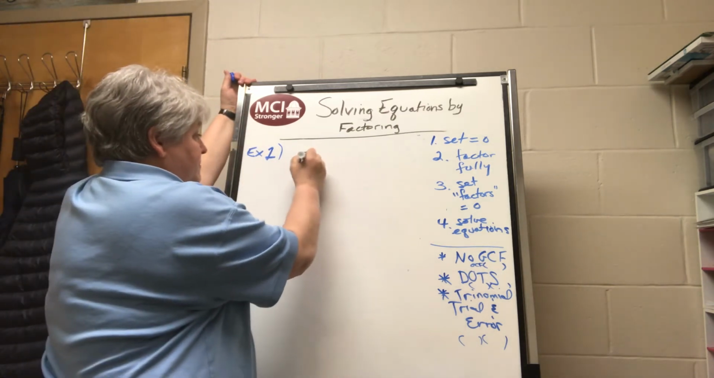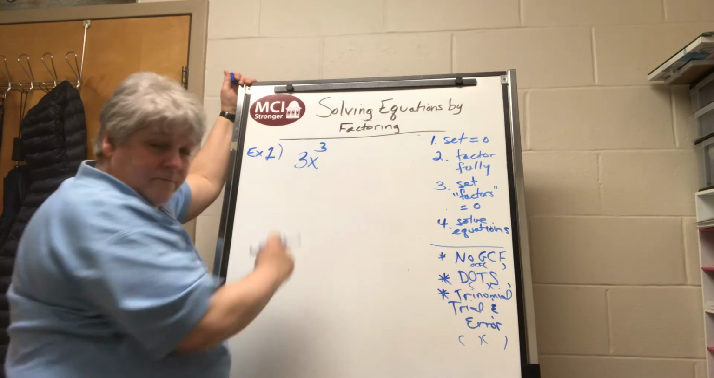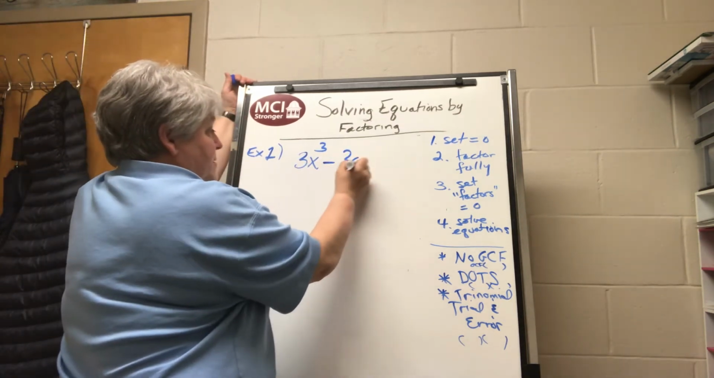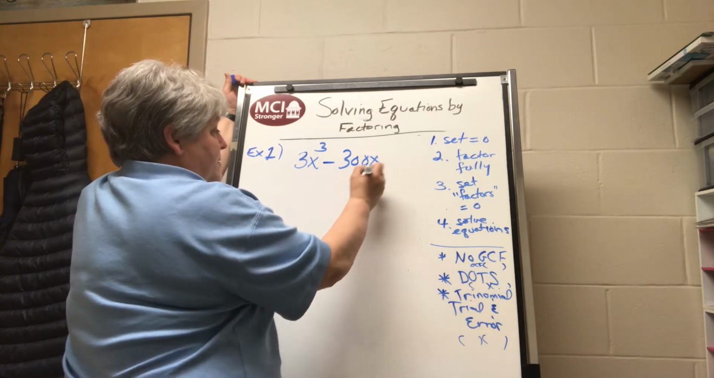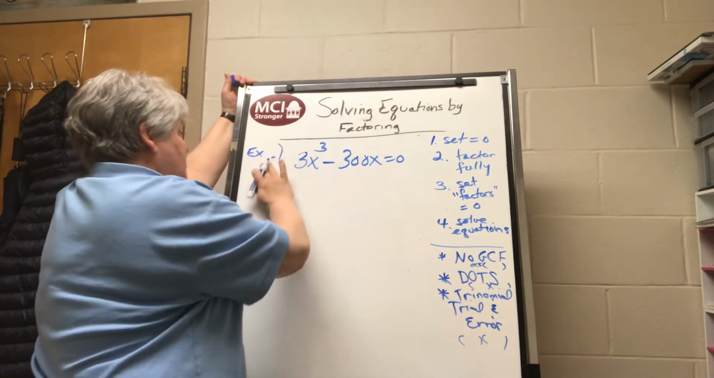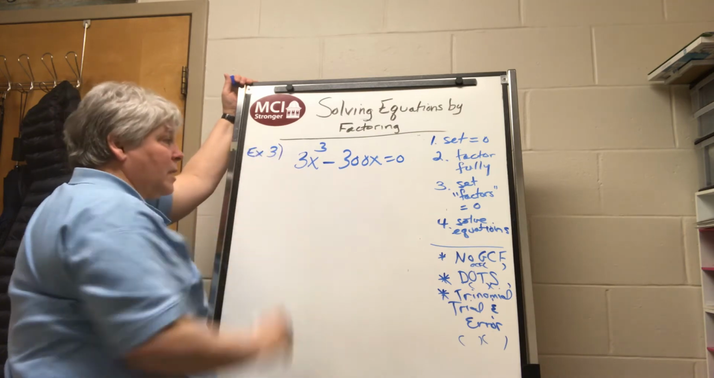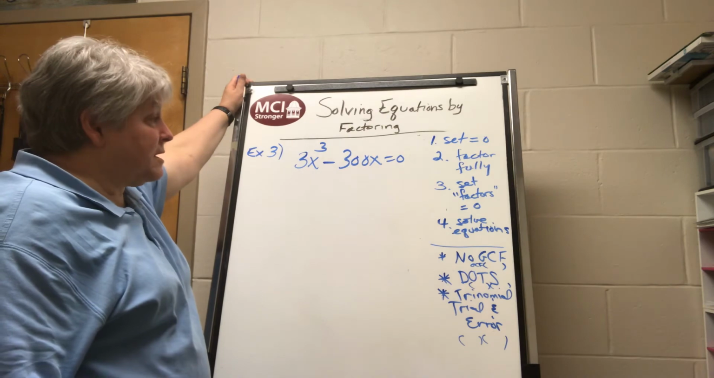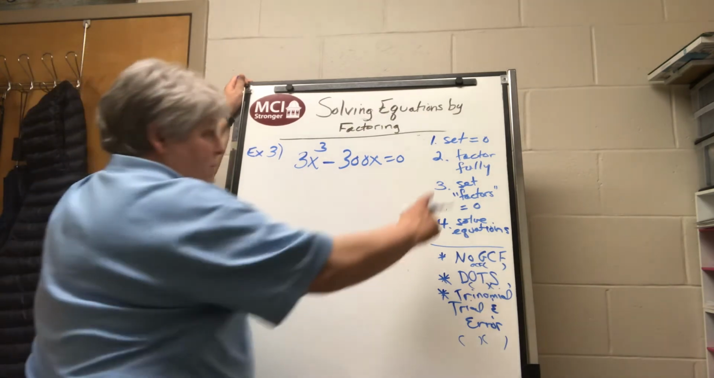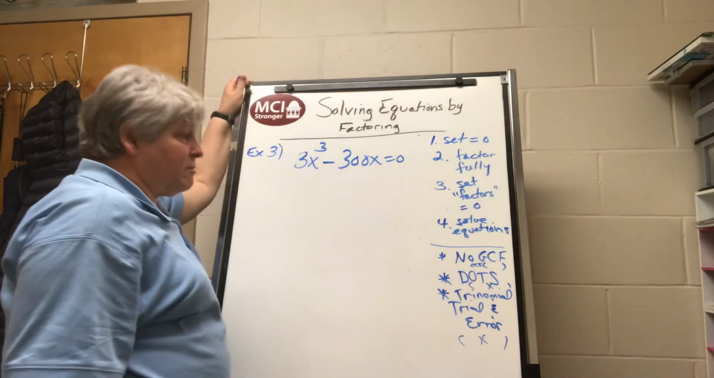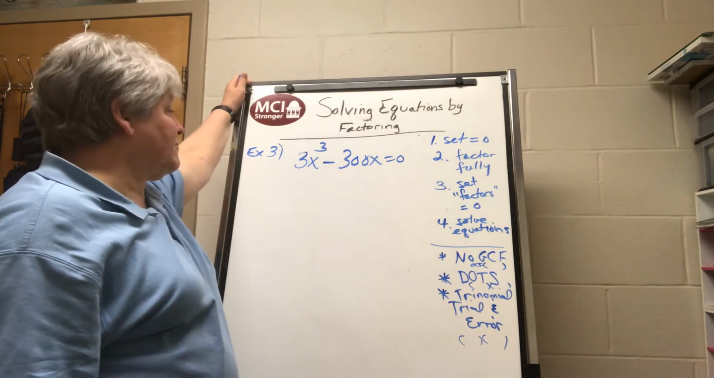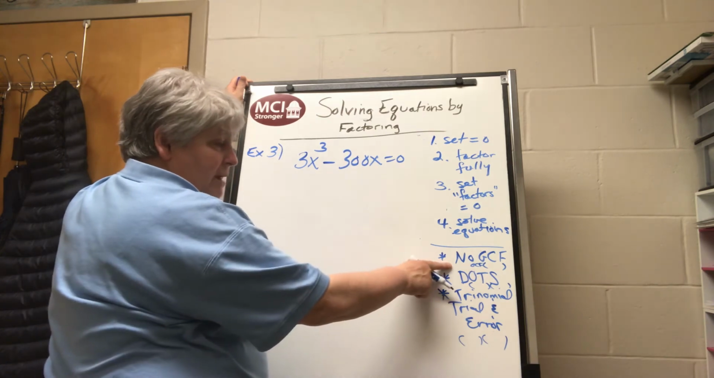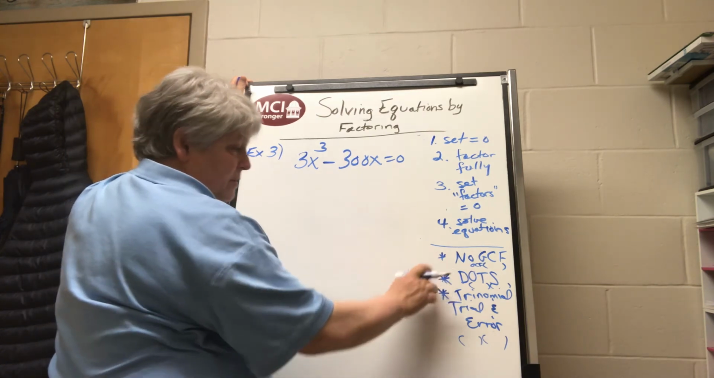3x to the third minus 300x equals 0. This would be example 3. That's a lot of 3's. Anyway, we have to get it set equal to 0. Oh, look, already set equal to 0, so somebody already did step 1 for me. To fully factor, you always check for a greatest common factor first.